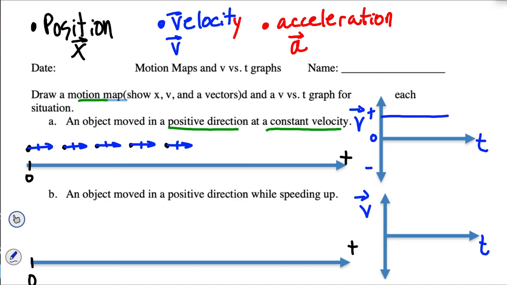Let's take a look at number 2. On number 2, again, the object is moving in a positive direction, but now it's speeding up. So if we start with a position of 0, if it's speeding up, will the position dots start close together and get further apart, or start far apart and get closer together? In letter A, the positions of the dots were equally spread out, but in this case, if it's speeding up, we'd have bigger and bigger changes of position per unit time. And the velocity vectors would be getting longer.